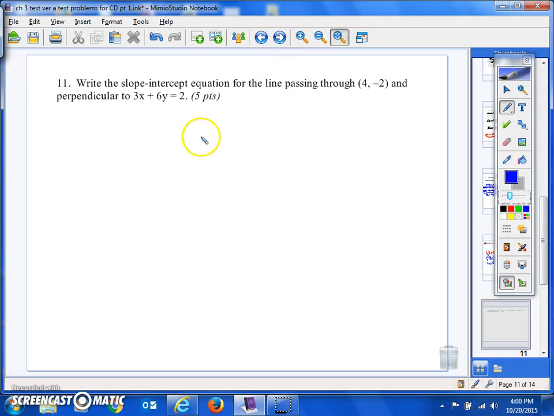Okay. Writing these equations for a line passing through a point and perpendicular to another line. First thing I need to do is figure out the slope of this line that's given in the problem. You've got a couple of ways of doing it. Let's just do what's familiar. Let's solve this for y, and whatever then is in front of x will be the slope. So subtract 3x, divide by 6. Negative 3 divided by 6 is negative 1/2. So we've determined that the slope of this line is negative 1/2.